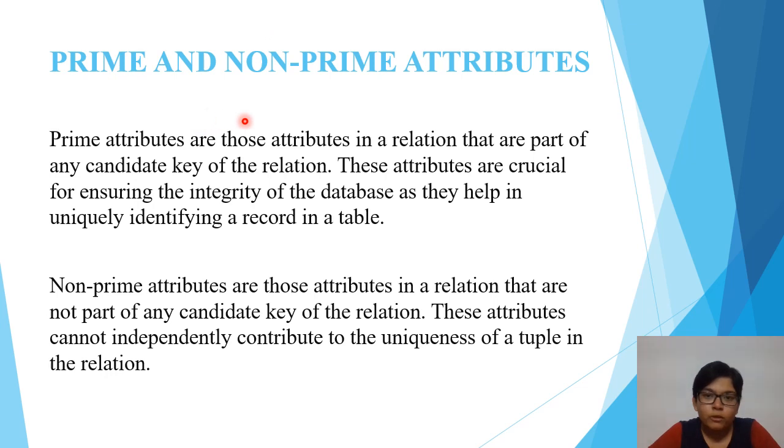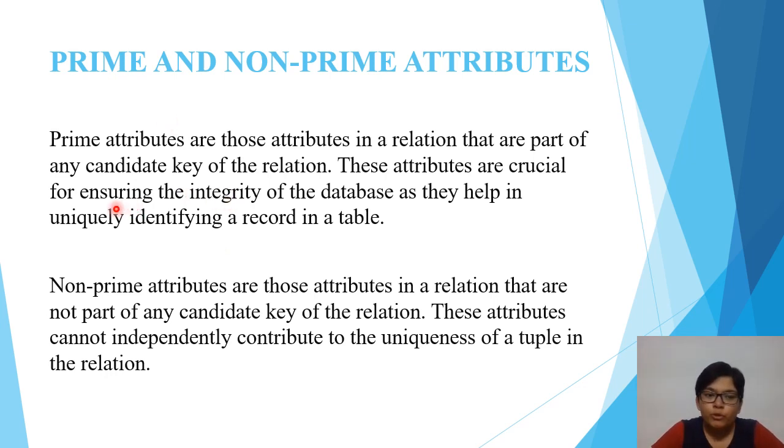Prime attributes, basically speaking, are those attributes which are a part of the candidate key, and non-prime attributes are those attributes which are not part of the candidate key. To simplify this, prime attributes are those attributes in a relation that are a part of any candidate key in the relation. The candidate key which we obtain in that relation, the prime attributes are those attributes which are part of that candidate key.